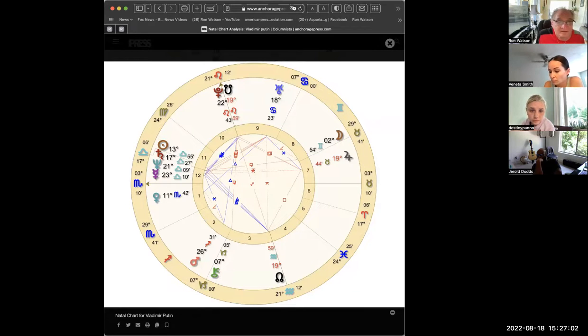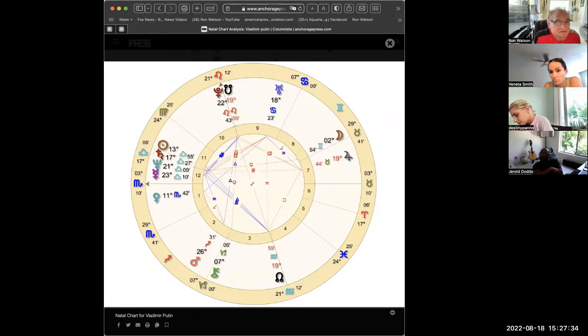Because if we take the Moon and move it back to Taurus, it's only 2 degrees from being in Taurus. If you move it backwards, it's that sign. And then if you look at Venus, it's at 11 degrees Scorpio. So the Moon and Venus are afflicted.